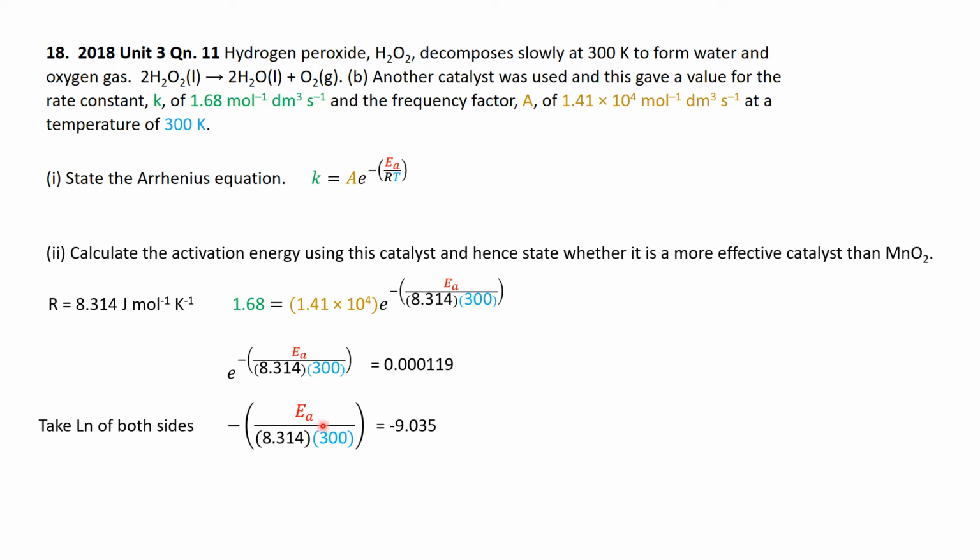And now we can just rearrange quite happily for Ea. Notice both sides are negative, so the negatives cancel out. And Ea is going to be 9.035 times 8.314 times 300, which is 22,535 joules, or 22.5 kilojoules. Now, 22.5 kilojoules for this new catalyst, 58 kilojoules per mole for manganese dioxide. Obviously, the activation energy is lower for the new catalyst, so it's going to be better. I'm sorry, I said 59, I obviously meant 58.